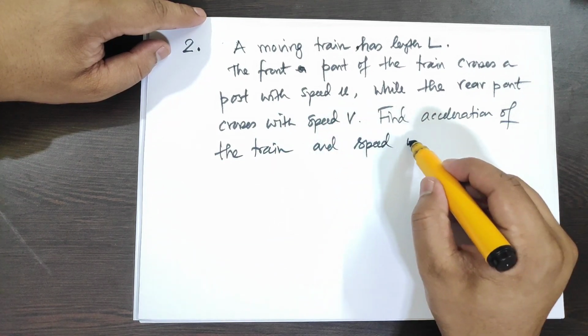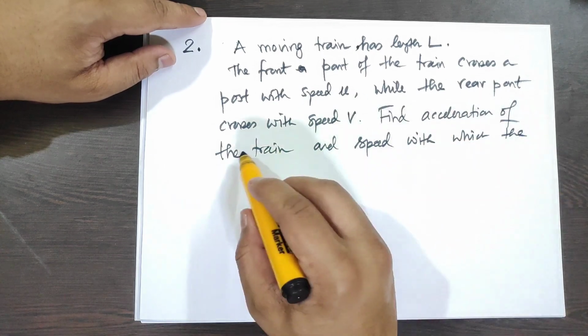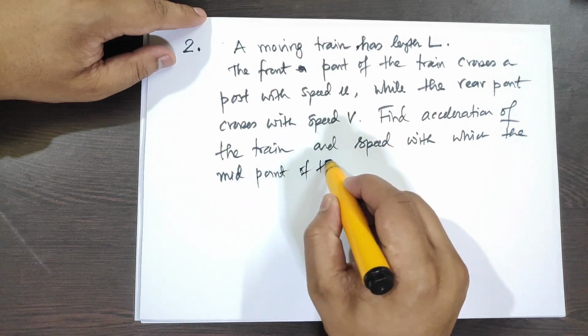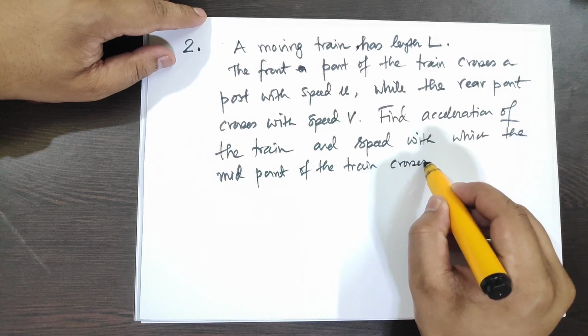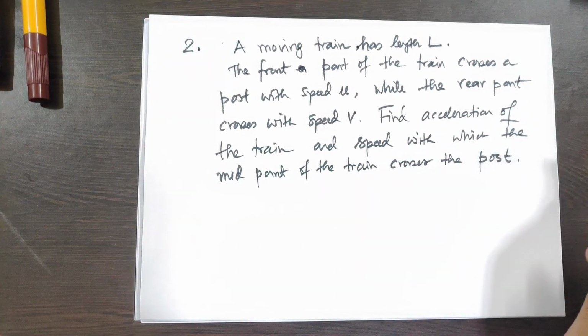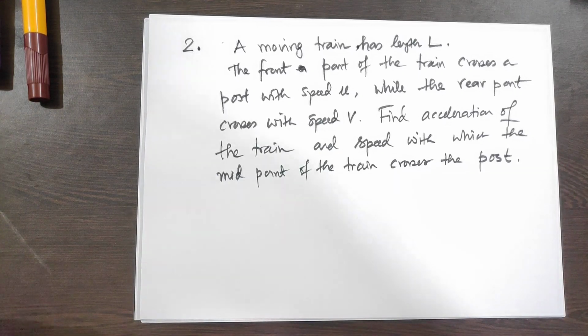Find the acceleration of the train and the speed with which the midpoint of the train crosses the post. The speed with which the midpoint of the train crosses the post.